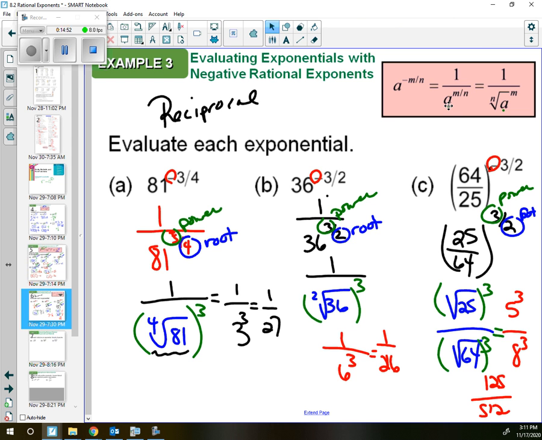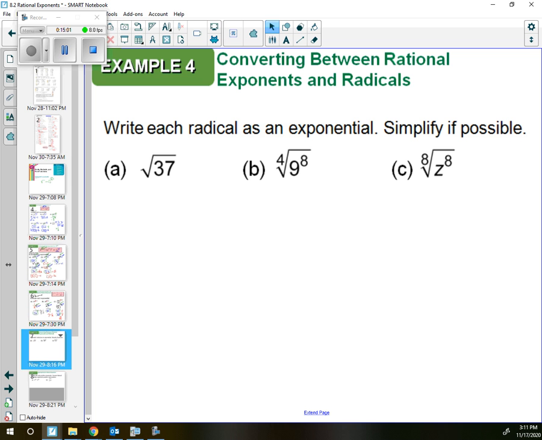So this idea of a negative exponent, no big deal. We can handle that. It just means reciprocal. It means 1 over. So do that reciprocal and handle those powers the same way. All right, see if we can go the other direction.